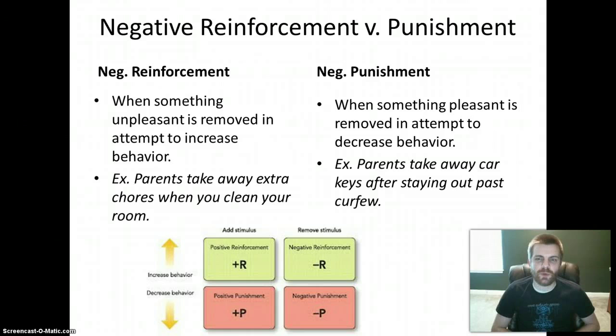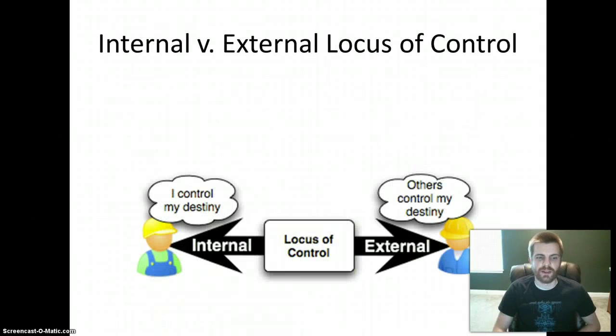Negative punishment, on the other hand, would be if something pleasant to you gets removed in order to decrease your behavior. A good example of this would be if you are driving and hanging out with your friends one night, but you happen to stay out past your curfew. When you get home, your parents take your car keys. What they're doing here is removing something that you value, that would be your car keys, in an attempt to punish you so that you don't do this again in the future. Hopefully you'll learn your lesson. You can also take a look at the chart here overall to remind yourself about positive reinforcement and punishment as well.